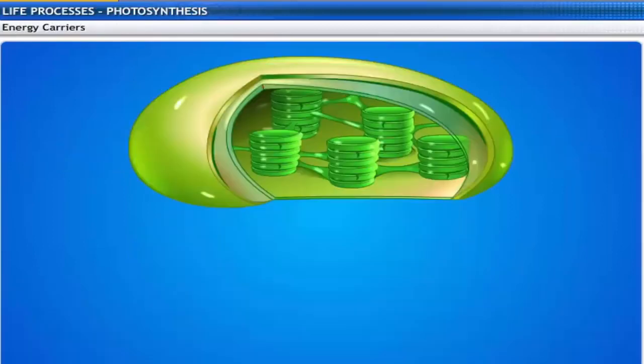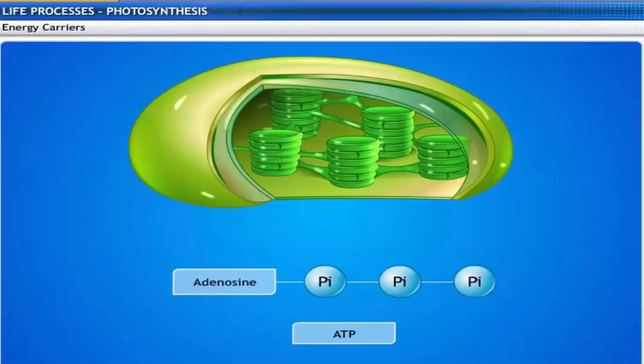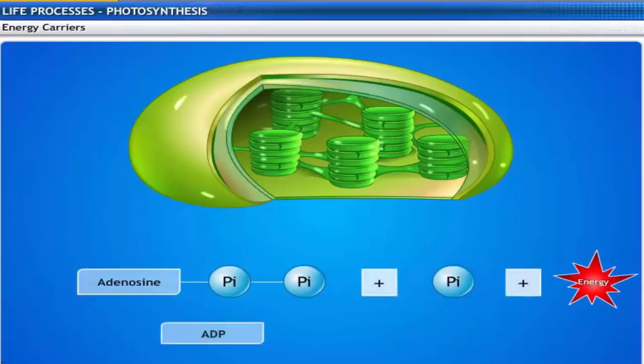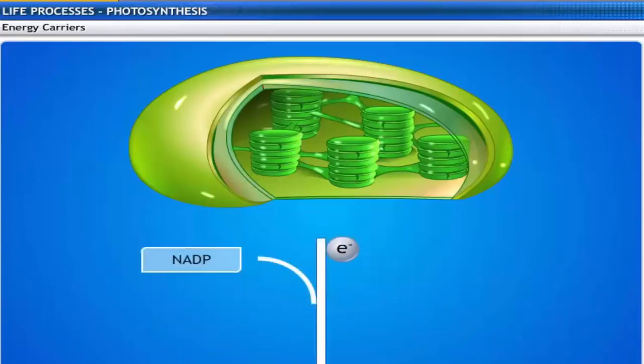The energy carriers involved in photosynthesis are: ATP, adenosine triphosphate, acts as an energy carrier. The third phosphate group in ATP breaks up, releasing ADP, phosphate, and energy. NADP is nicotinamide adenine dinucleotide phosphate that is used as an electron carrier. NADPH is the reduced form of nicotinamide adenine dinucleotide phosphate that serves as an energy carrier.